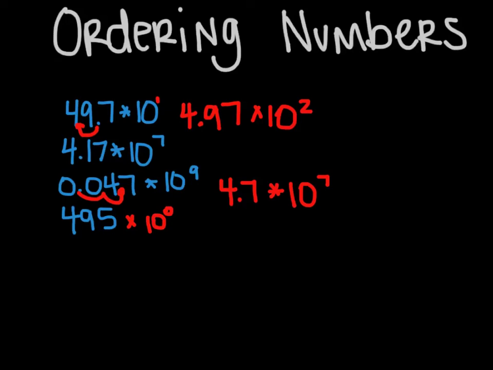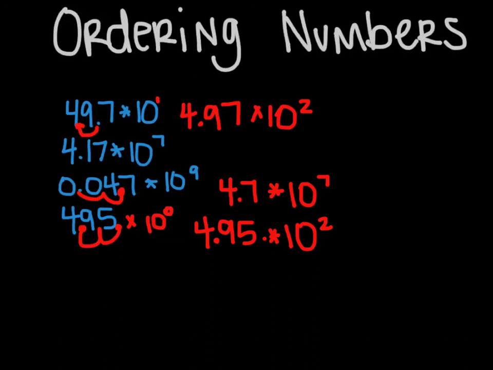But then we want to put that into scientific notation as well. Move the decimal twice, and we get 4.95 times 10. And then it was to the 0 power, but I moved it twice to the left, so it now becomes 10 to the 2nd power. Now that these are all in scientific notation, we can put them in order.